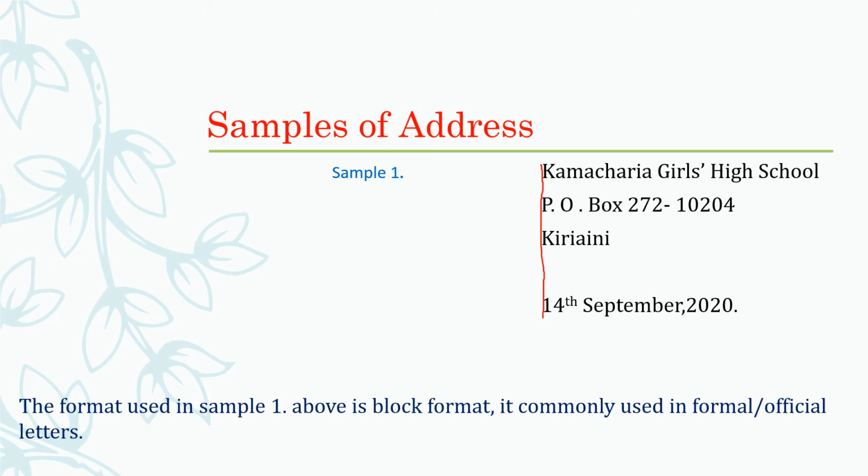So when you are writing your sender's or the writer's address, avoid beginning with your name. Instead, you can begin your letter with the name of the institution. Then there's something to note about this particular address. It has the box number. That is something very important that you must include in your letter. That is 272. This is the box number. Another important feature of this address is the postal code. And in this example that I have, you can note that our postal code is 10204.